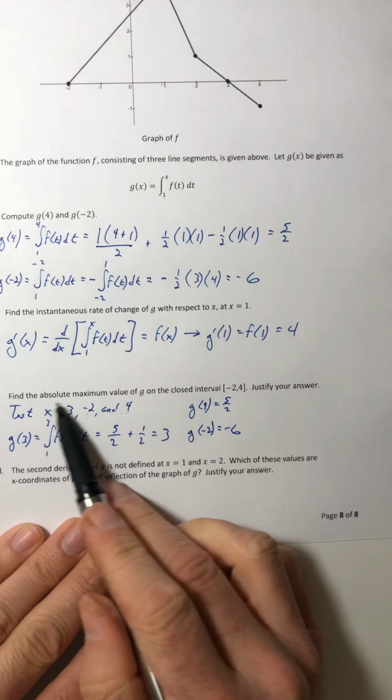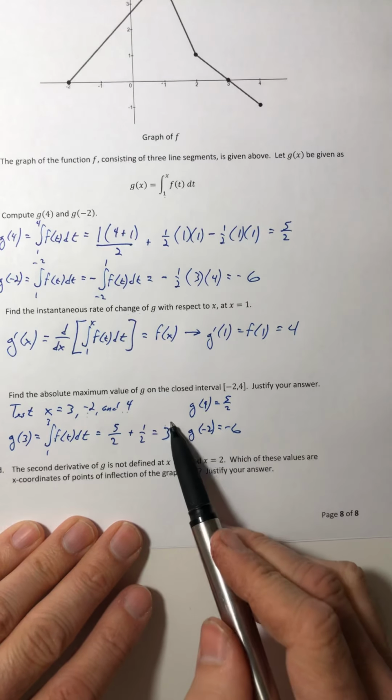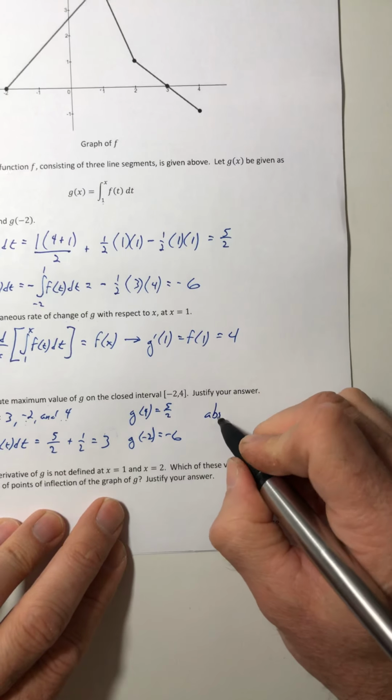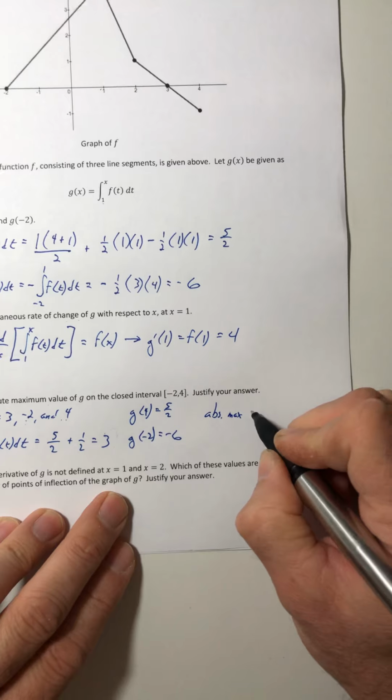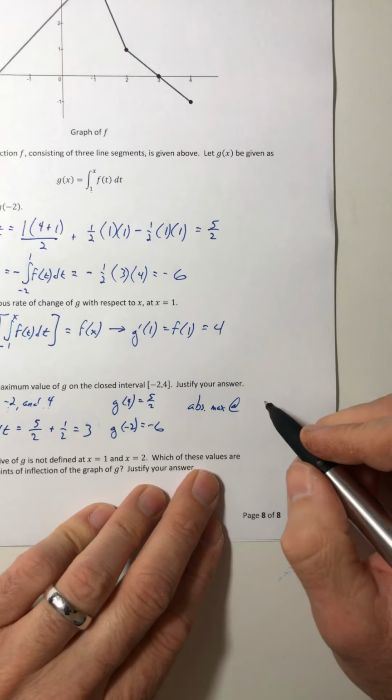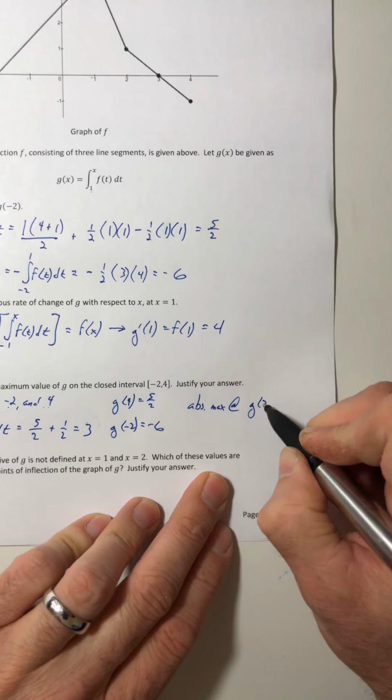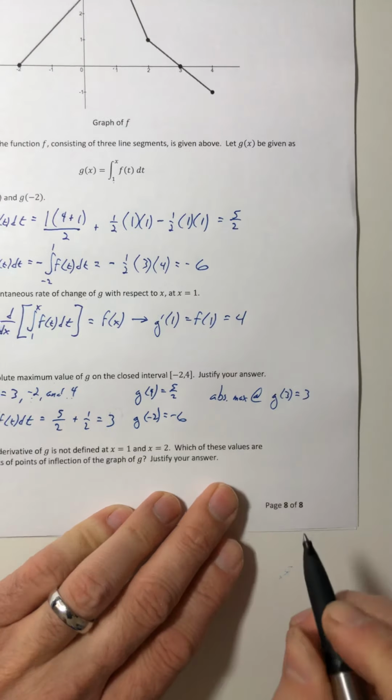So I'm looking for the absolute max. Which one is the biggest? That guy right there, the 3. So the absolute max at g of 3 is equal to 3.